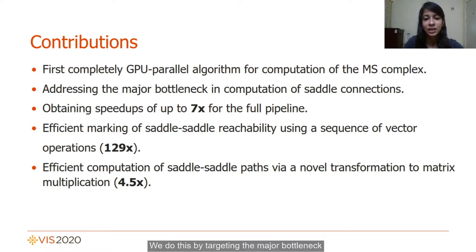We do this by targeting the major bottleneck of saddle path computation. First, we introduce a novel technique to mark saddle reachability by utilizing vector operations. Next, we present an algorithm to count paths between saddles by leveraging matrix multiplication based graph traversal.